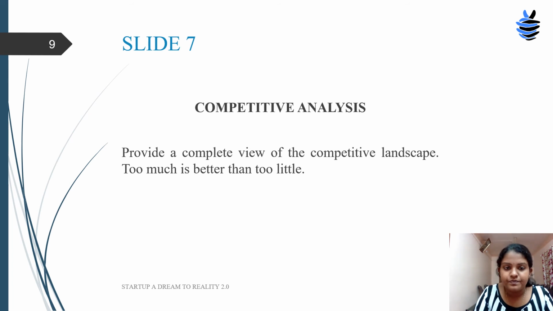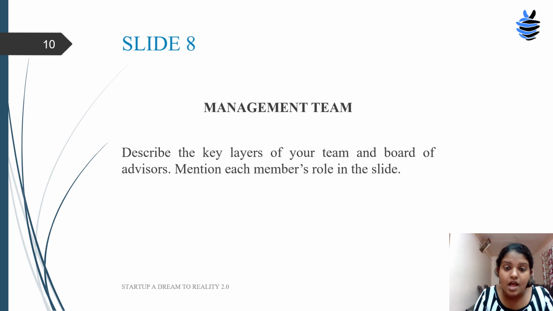So in the next slide, slide 8, that is the management team. Every organization has key team members who operate the business. It describes the key layers of your team and board of advisors. Mention each member's role in this slide. Here we'll be mentioning each member's role, like maybe an executive director, a chief operating officer, chief executive officer, then maybe the chairman and financial officer, marketing director, everything. All this and their duties must be specifically given in the management team.